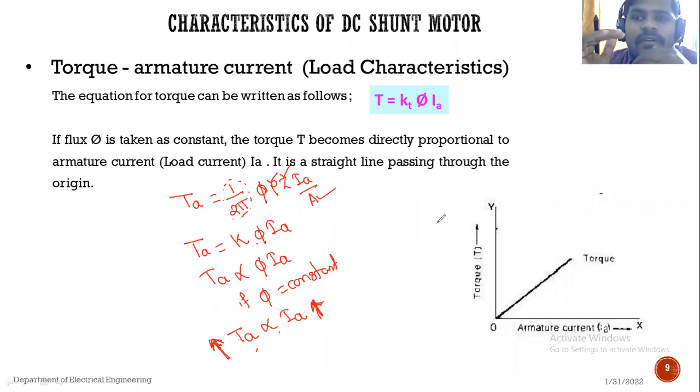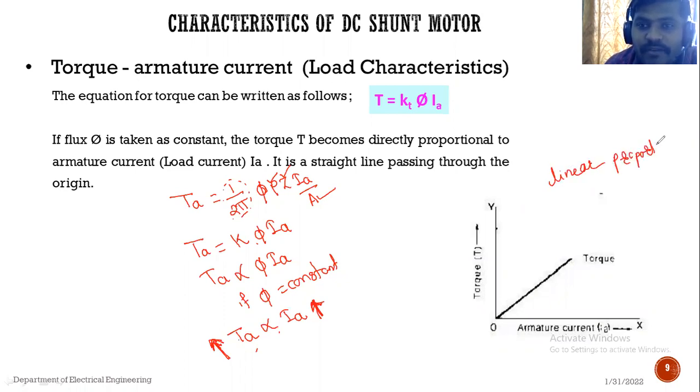That means if the load on the motor increases, the torque of the motor increases accordingly. According to this equation, if the torque of the motor increases, the armature current of the motor increases in the same proportion. So it gives a linear proportion.